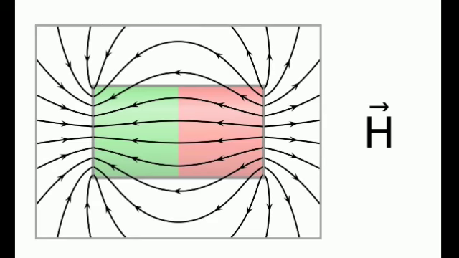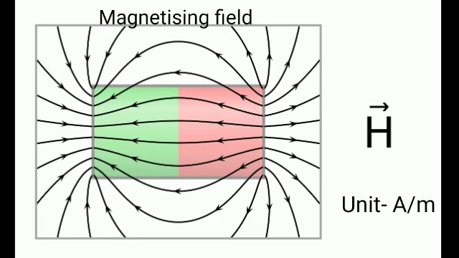They are: first one, magnetizing field. Magnetizing field means the magnetic power spread in particular places. The magnetizing field which is used to magnetize a sample or specimen is called the magnetizing field. Magnetizing field is a vector quantity, denoted by H vector, and its unit is ampere per meter.